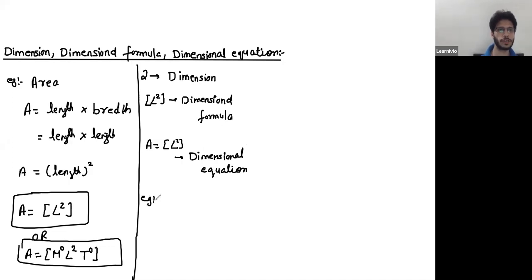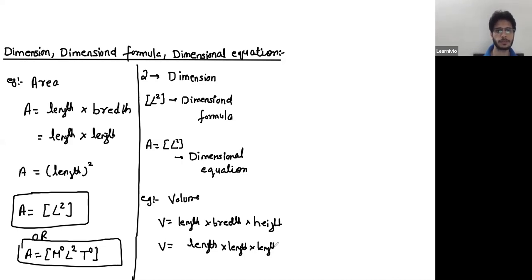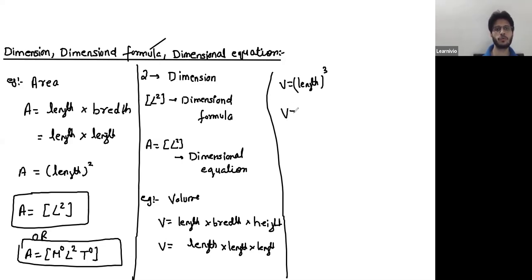Let's take one more example. Instead of area, let's start with volume. The formula of volume is length into breadth into height. Noor, can I consider breadth and height as just length? Yes, sir. Breadth and height can be considered as length. So I can write this as length multiplied by length multiplied by length. We can just write this as length cube. So V is L cube. Fatima, what is the dimension of volume?